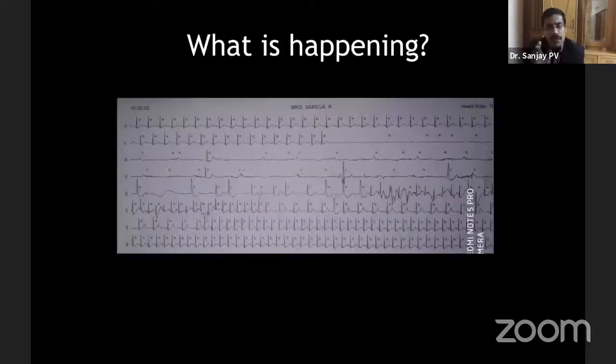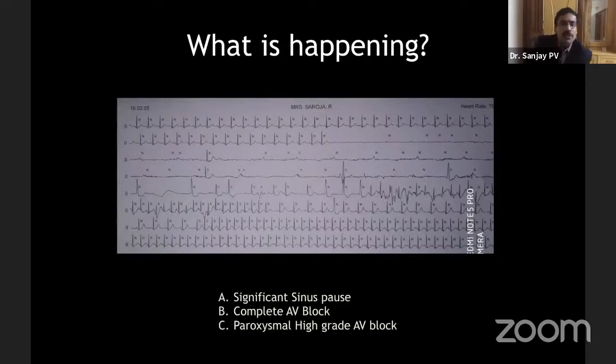So we connected to the Holter, and this was a short Holter. So it's a very interesting Holter. So I want you to tell me what is happening. So this is at 4 p.m. So she's not sleeping. She's awake. And during this episode, she had, again, a posturing with syncope. So is this a significant sinus pause, number one? Is this complete AV block? Is this paroxysmal high-grade AV block?